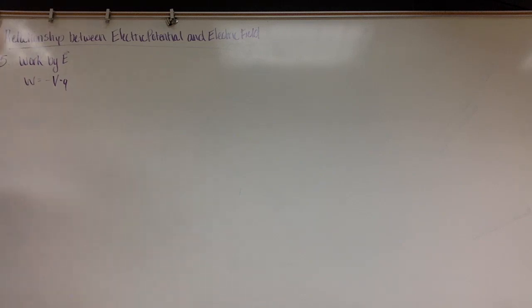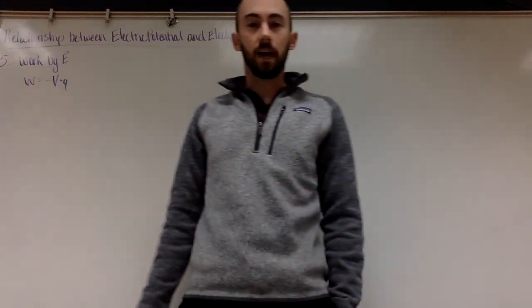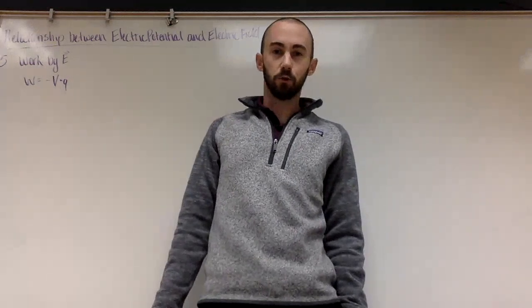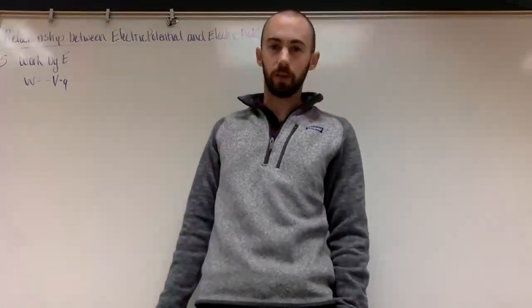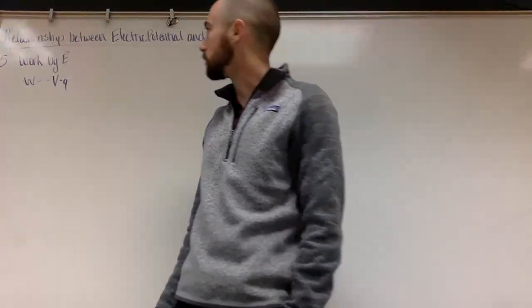Okay, with this new section, we have a title that is almost as long as the whole section. It's the relationship between electric potential and electric fields. And the first thing we're looking at here is the work done by an electric field. Well, the work done by an electric field is just the negative voltage times the charge. Why is that? Where did that come from?